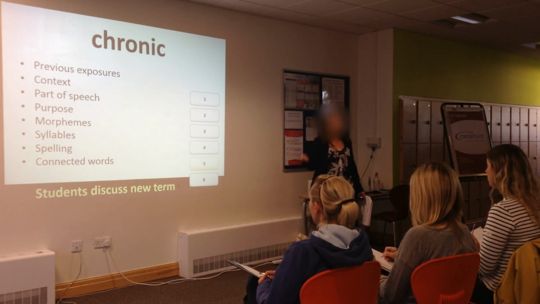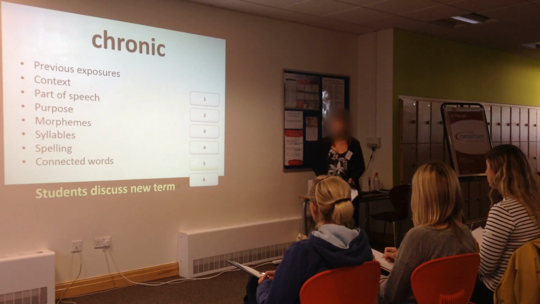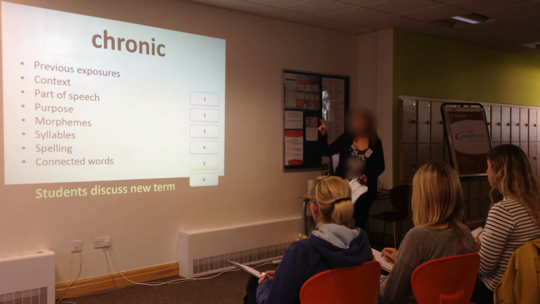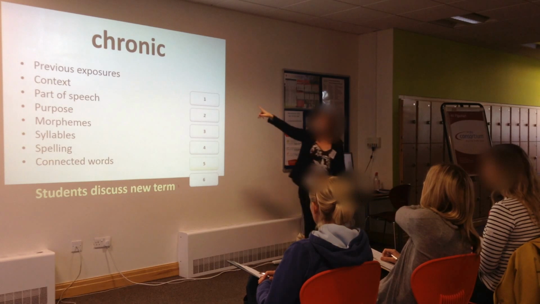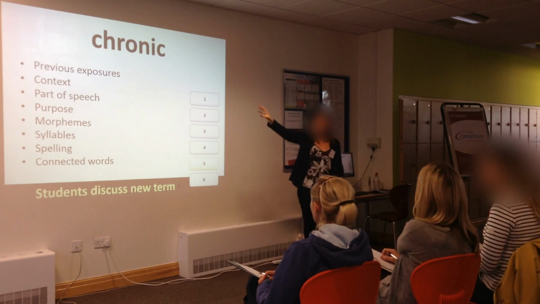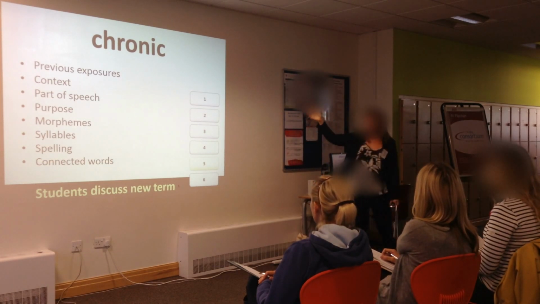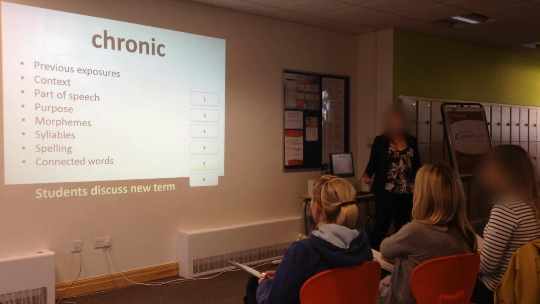The purpose of it is trying to help me understand how he feels. Morphemes: chron. Chron means time. Ick is relating to, so it's got to be relating to time, so it can't mean it's really bad. Syllables: chron, ick, there's two. Spelling: I've got a k there, which looks like a chirp, but I know that it's a k, like in Christmas and choir.